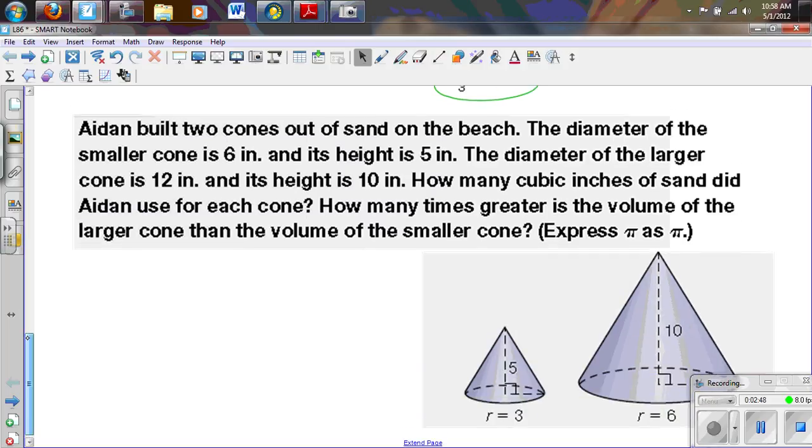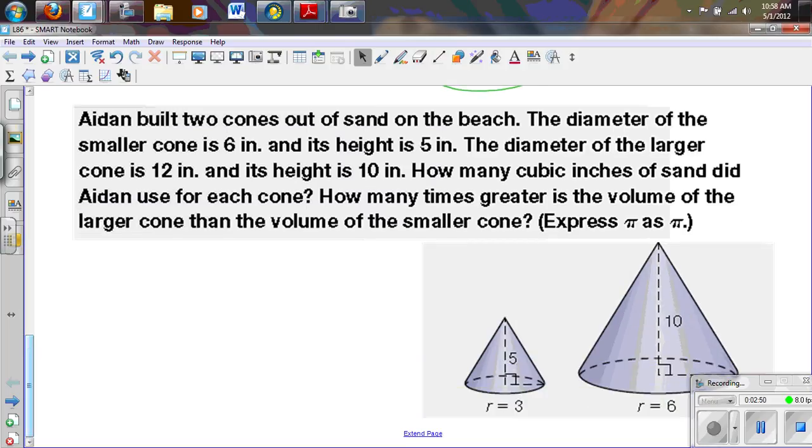So here's this problem. And we have Aiden built 2 cones out of sand on the beach. The diameter of the smaller cone is 6 inches. And the height is 5 inches, so diameter is 6, so the radius is 3. They gave us radius here. And the cone is 12 inches wide, the larger one, so the radius is 6, and its height is 10.